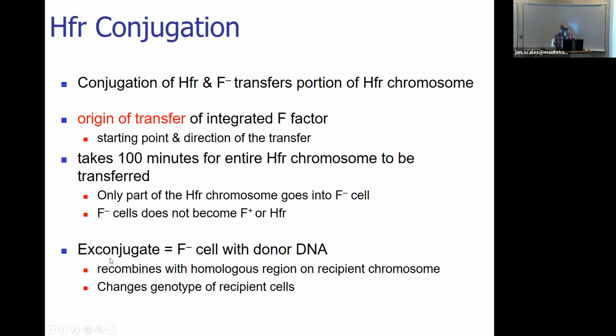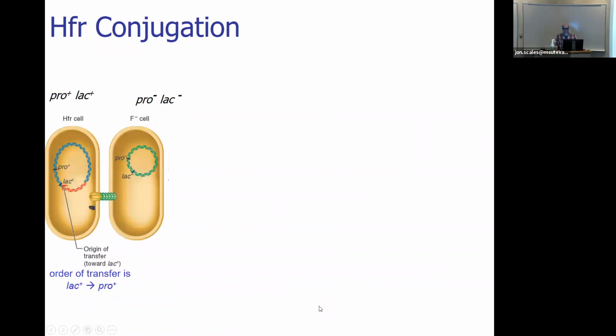Okay, so the cell that is donating is the HFR cell, and the recipient cell is an F- cell, and the cell that's produced is called an X conjugate. Not to be confused with X-con. That's something different. X conjugate. And it'll have a different phenotype.